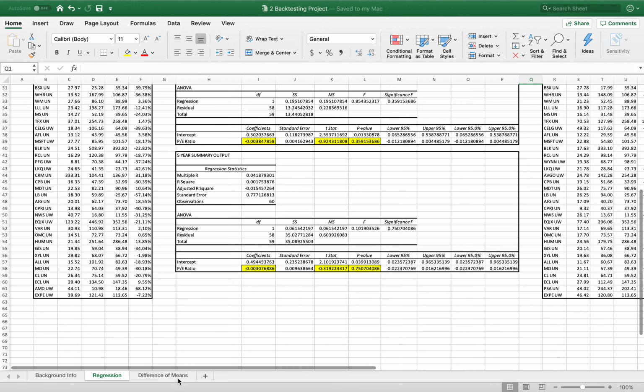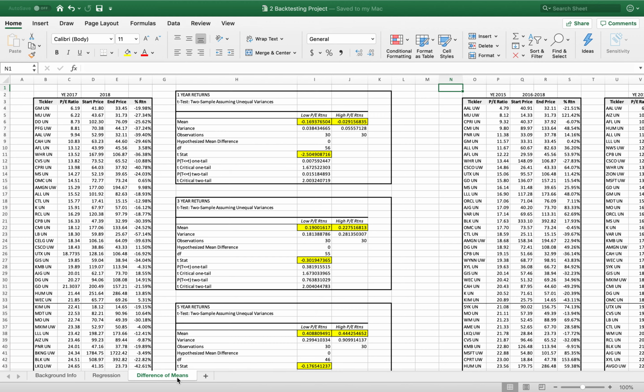Next, we'll look at our difference of means test. In our 1-year, 3-year, and 5-year test, it shows our low PE returns being lower than our high PE returns, which does not support the belief in that investment strategy. But let's look at our 1-year returns. This does show statistical significance with a T-stat of 2.5. But if we go to our 3-year and our 5-year returns, our T-stat is well below the 1.65 benchmark. So it does not show significance for either of those time periods.